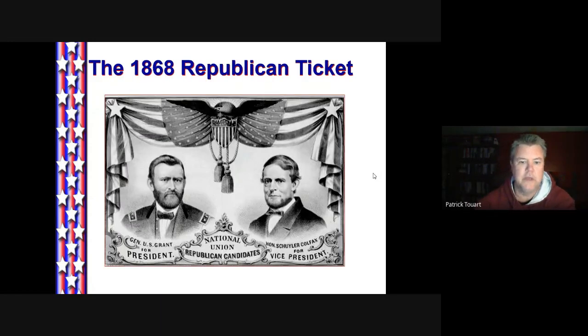Now, in '68, he is selected as the candidate. It is not a foregone conclusion that General Grant will be elected. You may recall that in '64, the Democrats had run a serious campaign with General McClellan against President Lincoln, and had done fairly well considering Lincoln's successes.